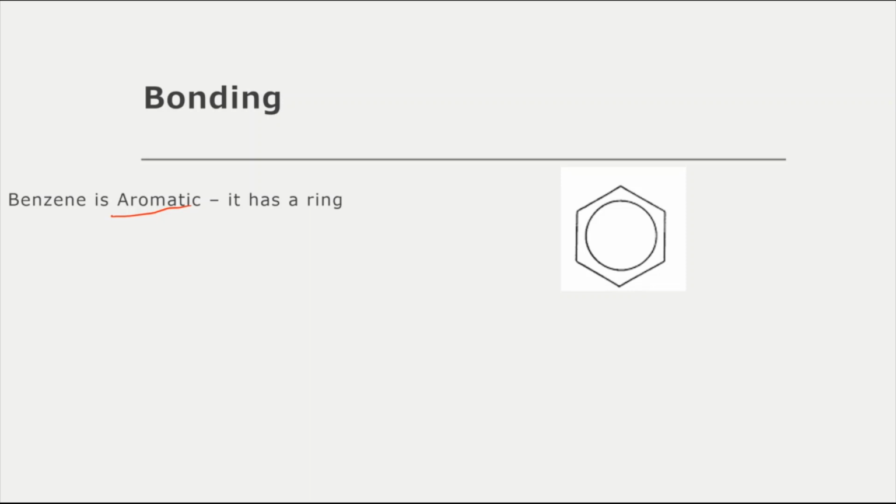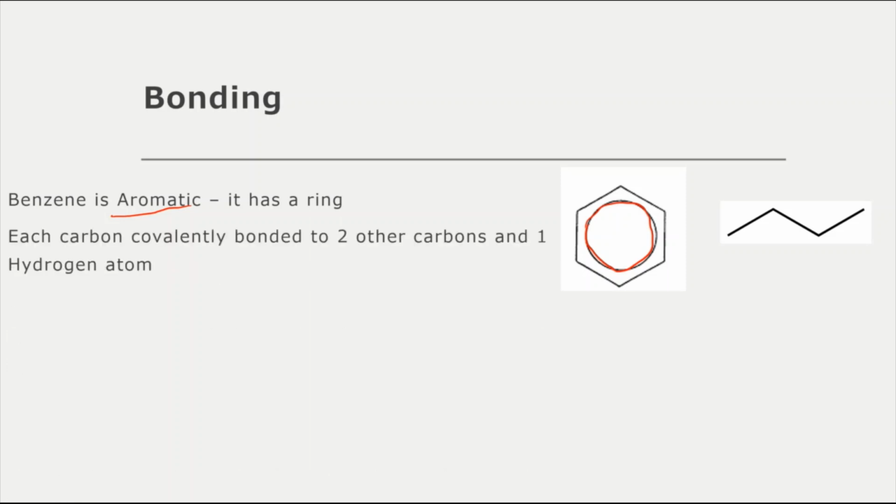Looking at benzene, as you can see, it has a ring in the middle of it. This is different to, for example, aliphatic compounds. Looking at butane, this does not have a ring. In benzene, each carbon is covalently bonded to two other carbons and one hydrogen atom. So in this case, we have one carbon, and this will be bonded to two other carbons as well as one hydrogen atom.